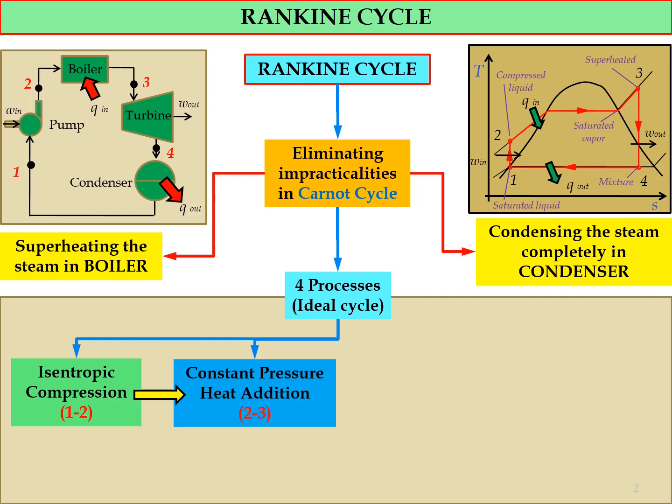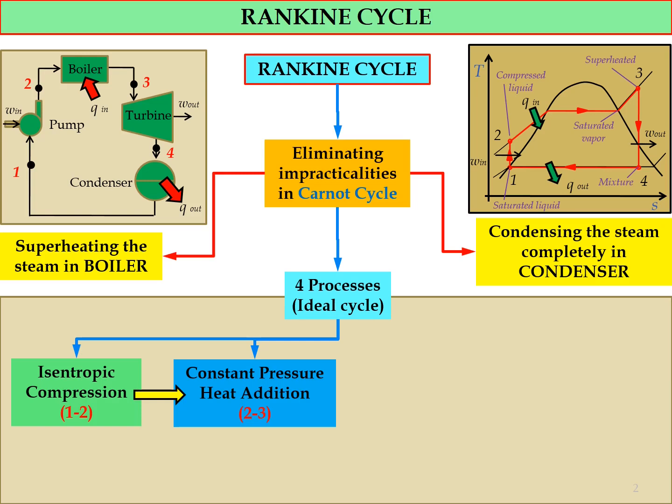It starts from state number 2 to state number 3 as shown in the TS diagram. During the process, the pressure is maintained, where P3 and P2 are equal. State number 2 and state number 3 are located on the same constant pressure line. Okay, so the pressure is constant.